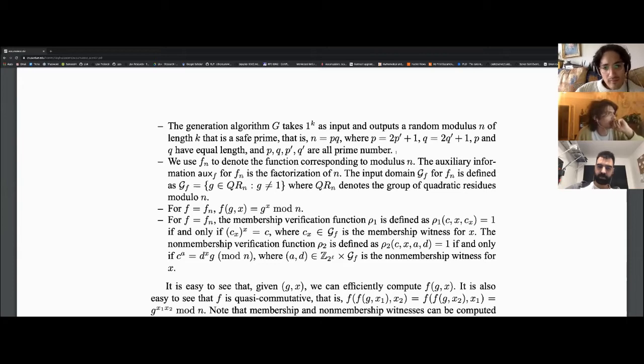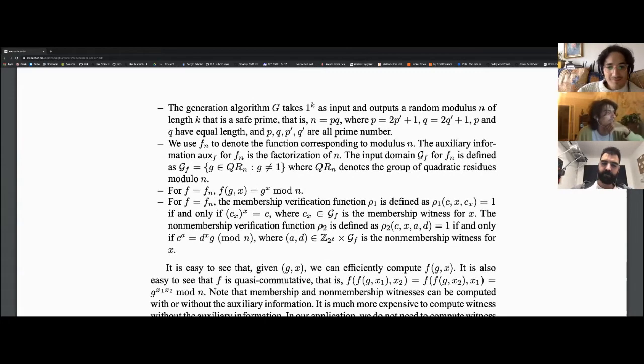Okay, and this G has to be an element of the quadratic residues of N. And obviously, it doesn't have to be 1. Okay, and then that's it. Basically, you take G and you exponentiate to X mod N. So in this way, you can define this accumulator C to be just G to the product.